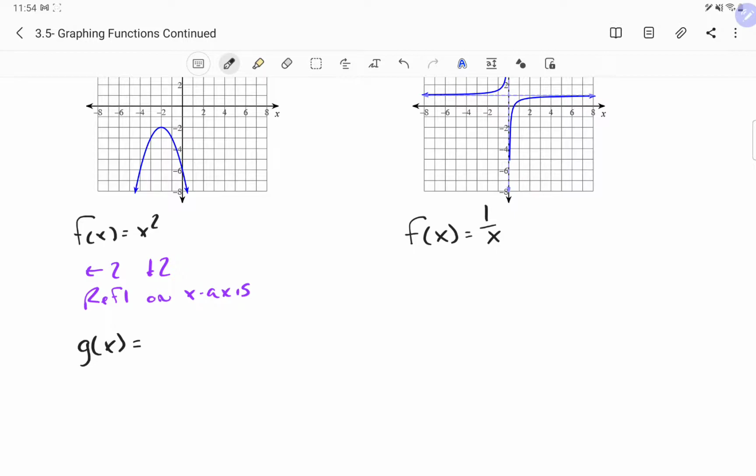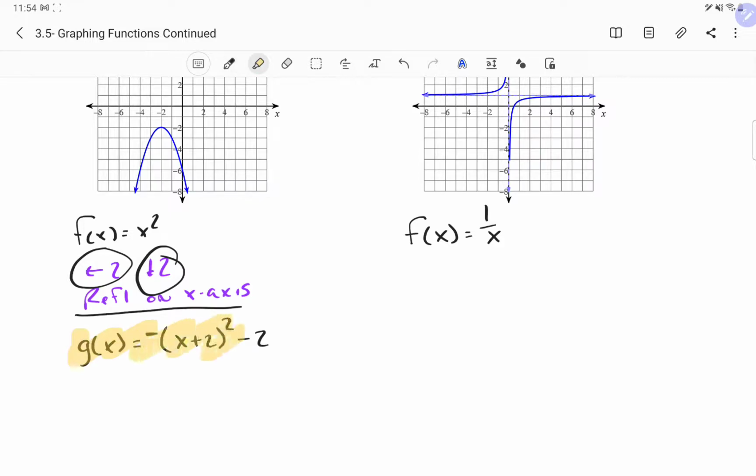is equal to, okay, it says to the left 2. So we know that on the inside of our function it's going to be (x + 2) squared. We said it's down 2, so minus 2 on the outside. And it's a reflection on the x-axis, which means that we're going to put the negative on the outside. If it were on the y-axis, we would put the inside in parentheses and put a negative on the inside, but this is on the x-axis. Okay, and that's all we need to do for these. This is what I'm looking for, the final function.